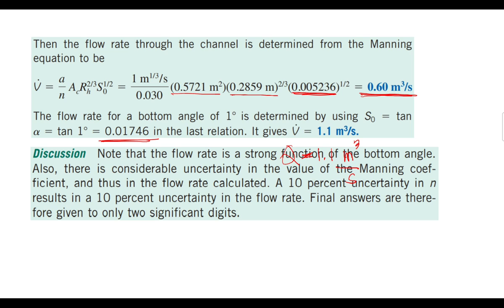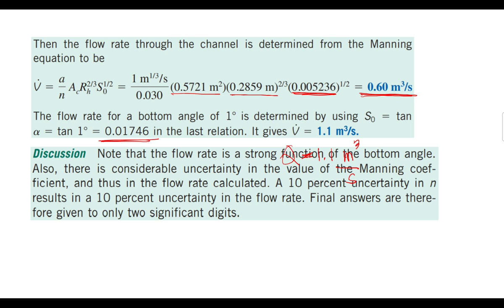So in the discussion, note that the flow is a strong function of the bottom angle. So the factors determining the Q are the slope, the hydraulic radius, and the velocity. The slope is a big factor, so just by slightly changing the slope, the flow changes a lot.